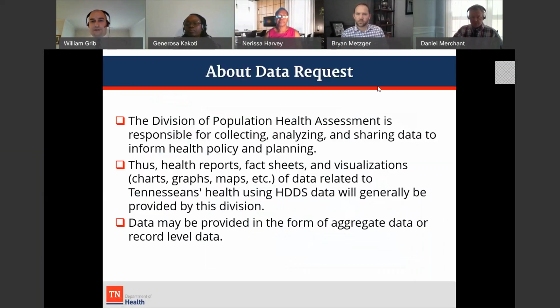Hold on, closing the polls. Okay. So anyways, to give a brief overview about the Division of Population Health Assessment, this division is responsible for collecting, analyzing, and sharing data. The purpose of this is to inform health policy and planning. Thus, the health reports related to HCAS data will be provided by this division. Such data will be provided in the following forms: aggregate data or record level data.